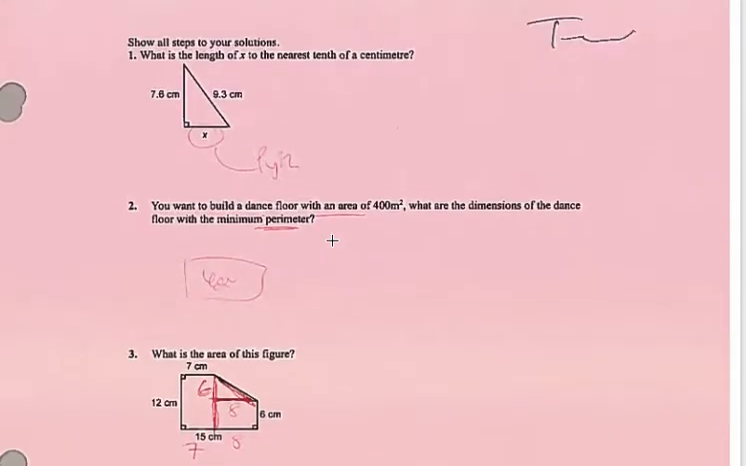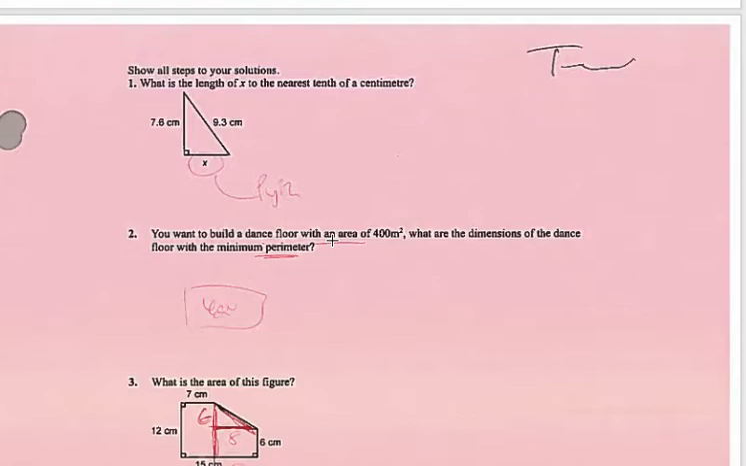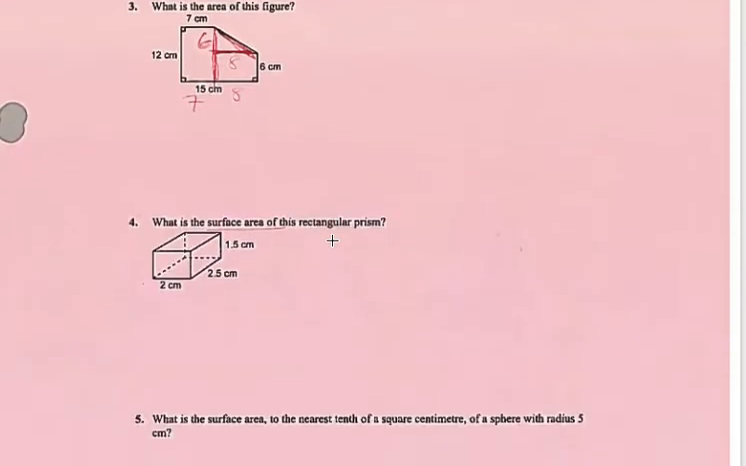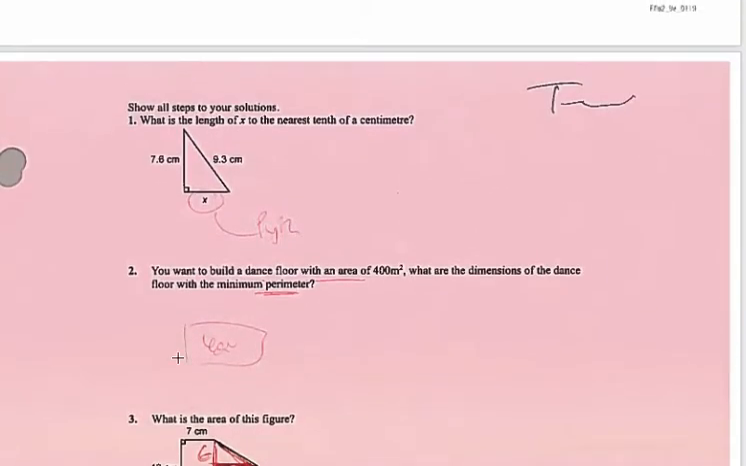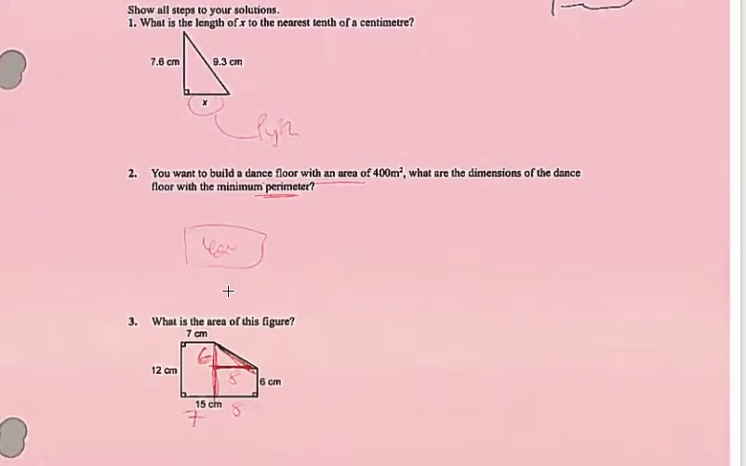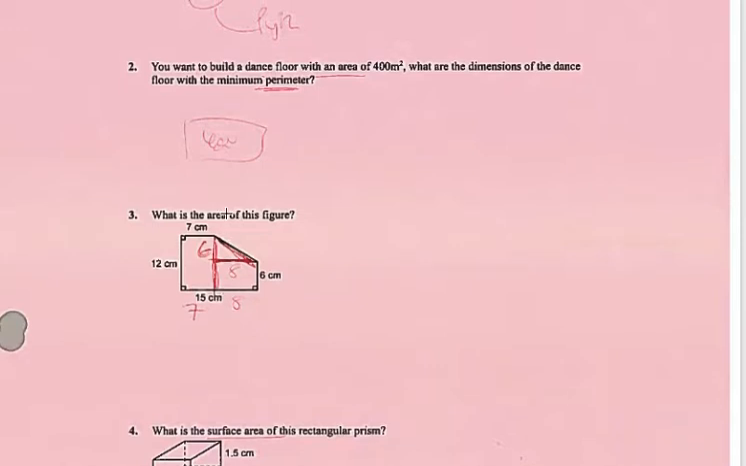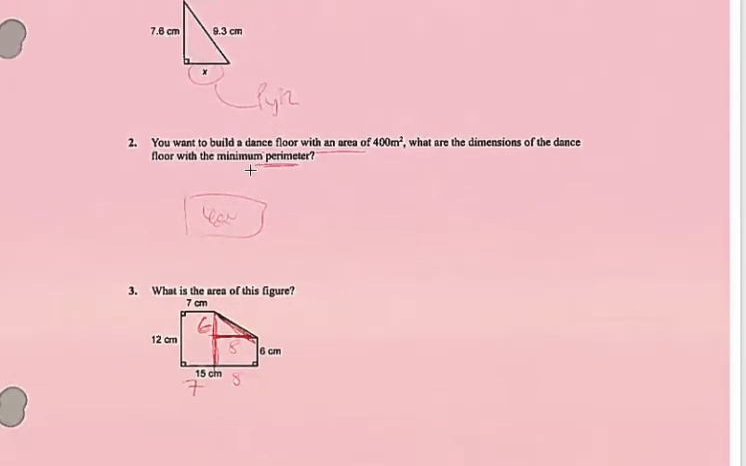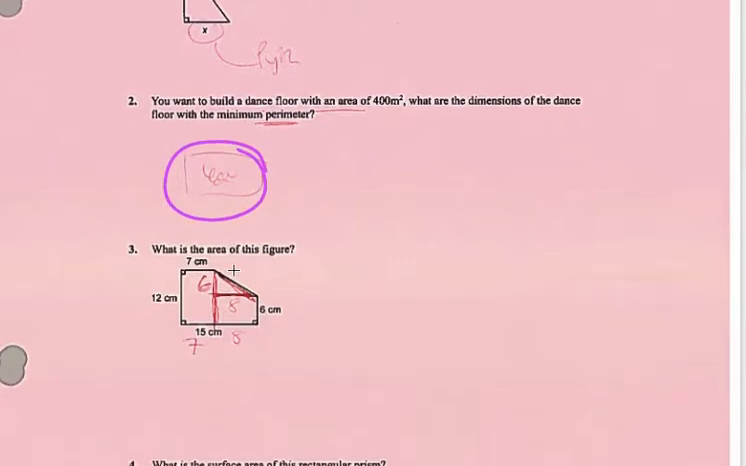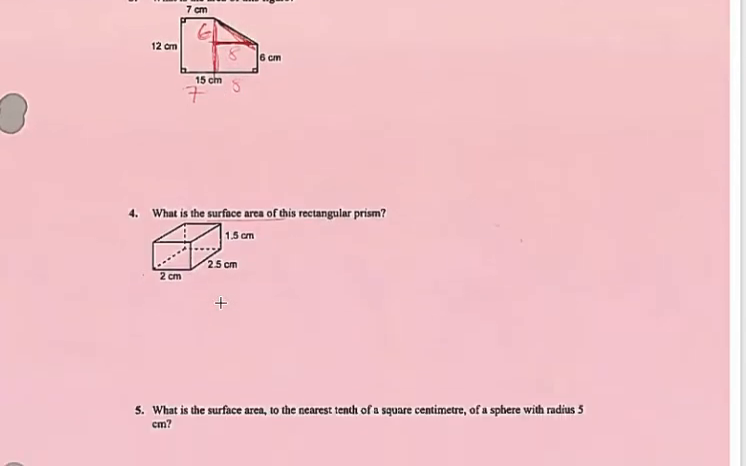So what you're going to do is answer these questions. Your pink piece of paper looks like this. You're going to answer these questions to the best of your ability. You're going to have to use Pythagorean theorem for the first one. Here you have a weird shape. You want to build a floor. What's the minimum perimeter? This is like your garden question, so you can mess around with that one. This one here is a composite figure. You can play around with that.